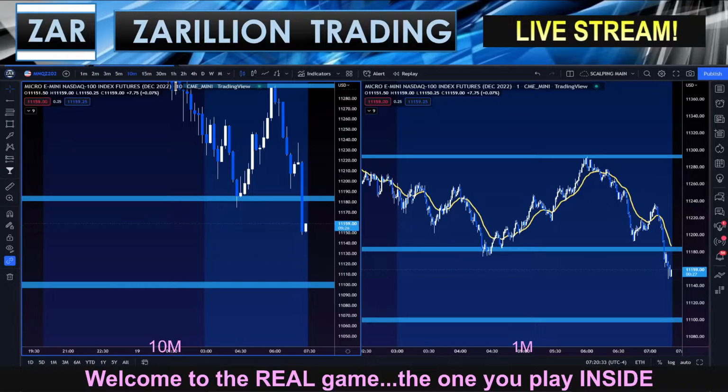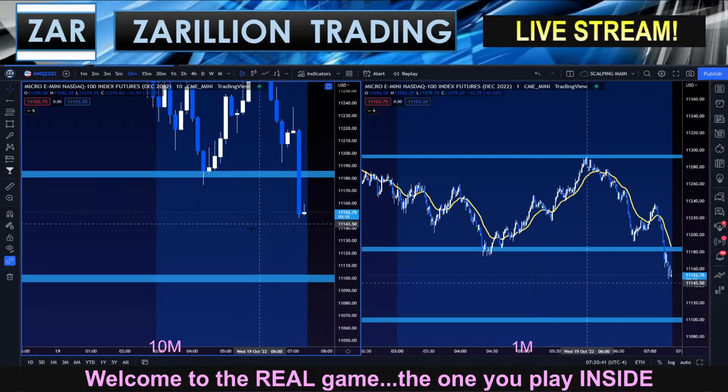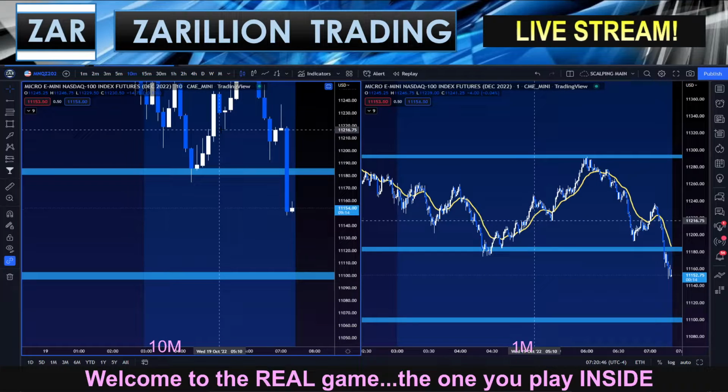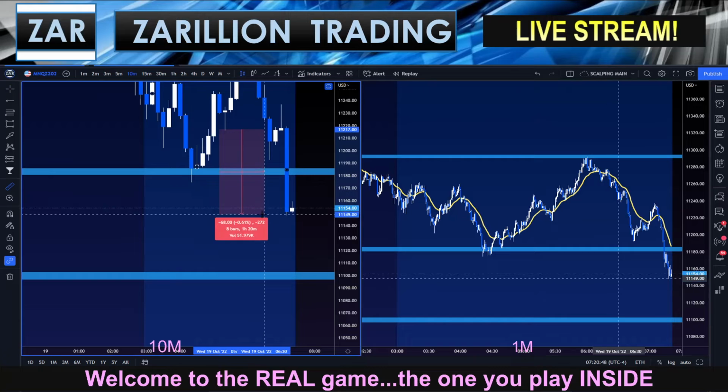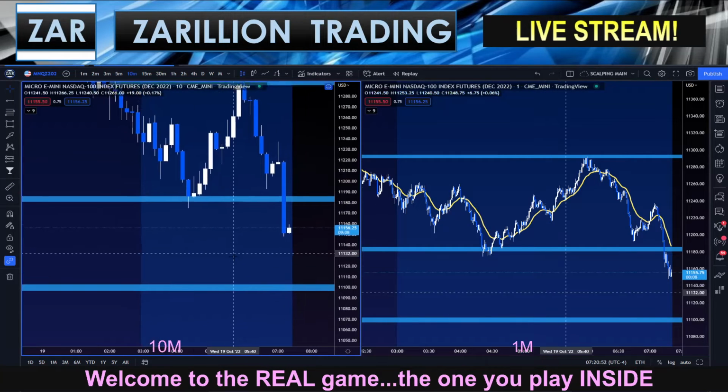Hey guys, just doing a quick pop-up live stream. It's Czar here, and looking at this 10-minute candle that's forming right now, this little white candle after this massive shift, blue candle that you see here on the 10-minute. That candle, by the way, is 68 points. Fairly significant move by any measure.